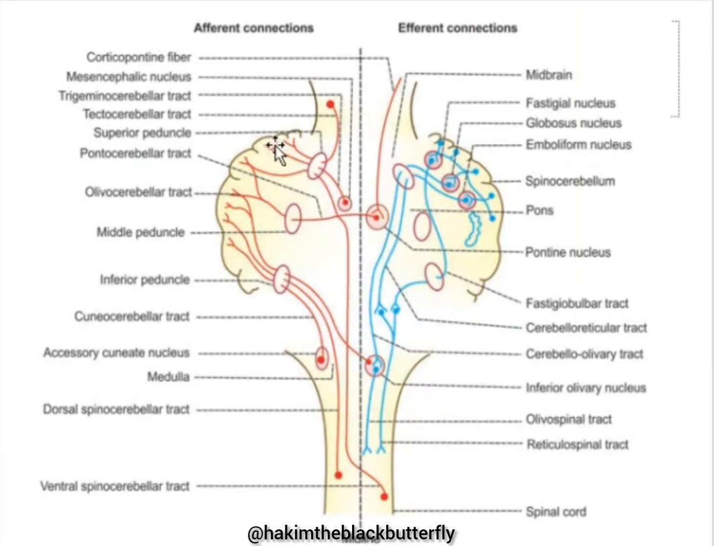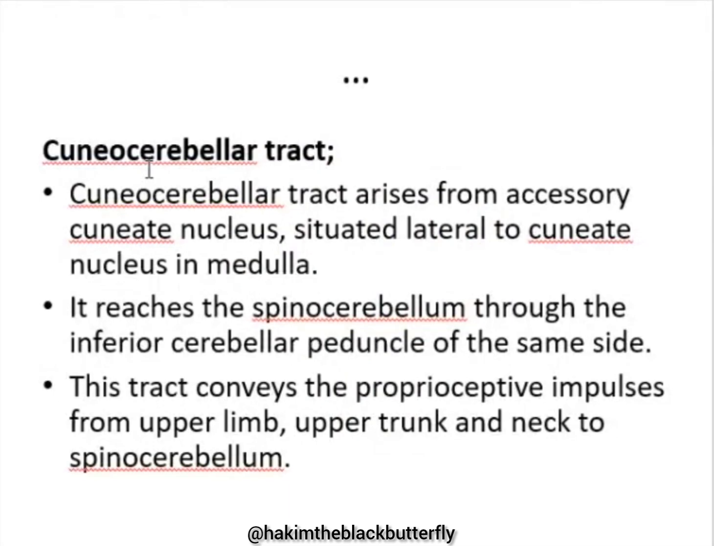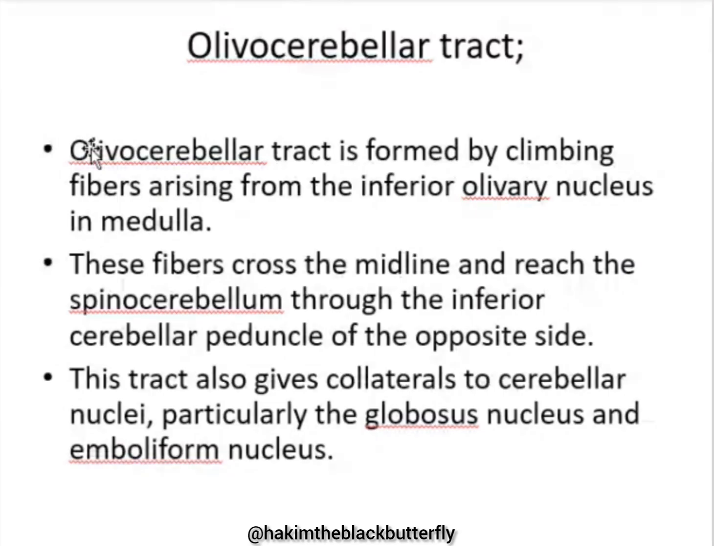Cuneocerebellar tract. This one is coming from the nucleus cuneatus to the cerebellum. I also talked about it. It is also an afferent tract moving towards the cerebellum. You'll go and read about that tract also. This is how afferent information reaches the cerebellum.